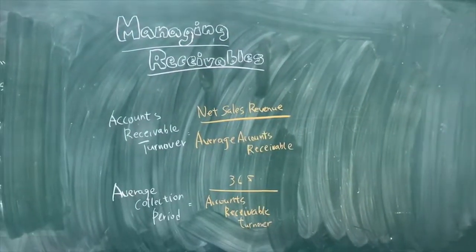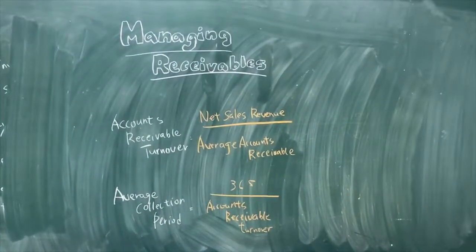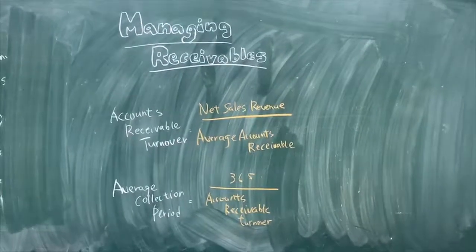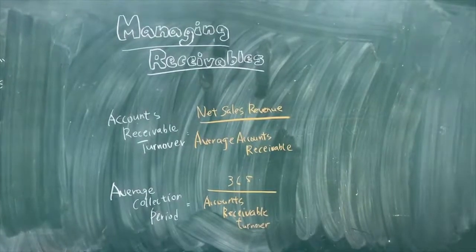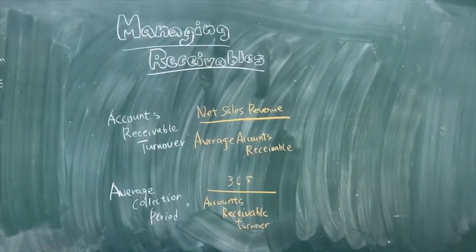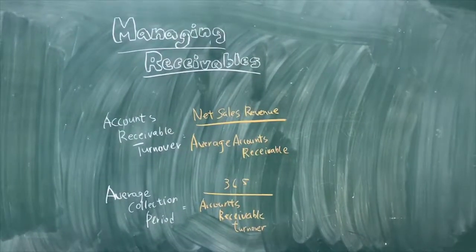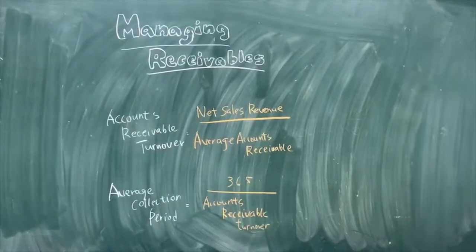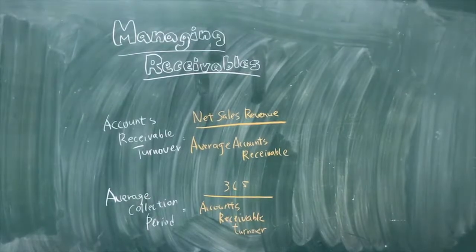In Chapter 6, we learned that there are 2 equations to manage receivables. The first one is the accounts receivable turnover. So the accounts receivable turnover ratio is an attempt to determine how many times during a year a company is turning over or collecting its receivables. So we divide net sales revenue by average accounts receivable.